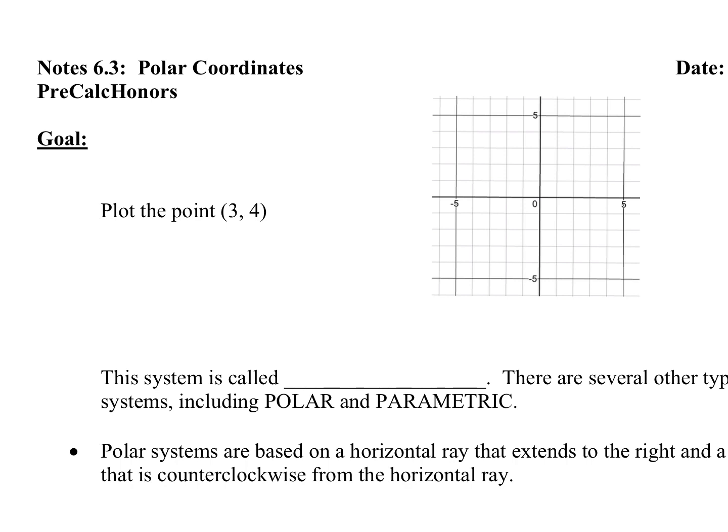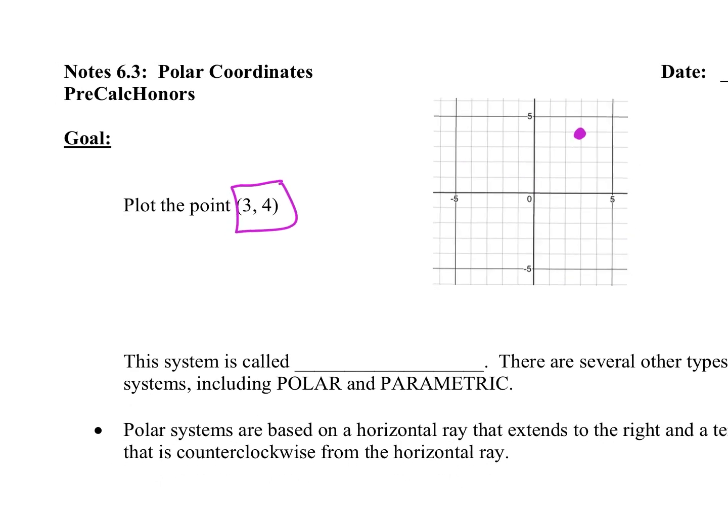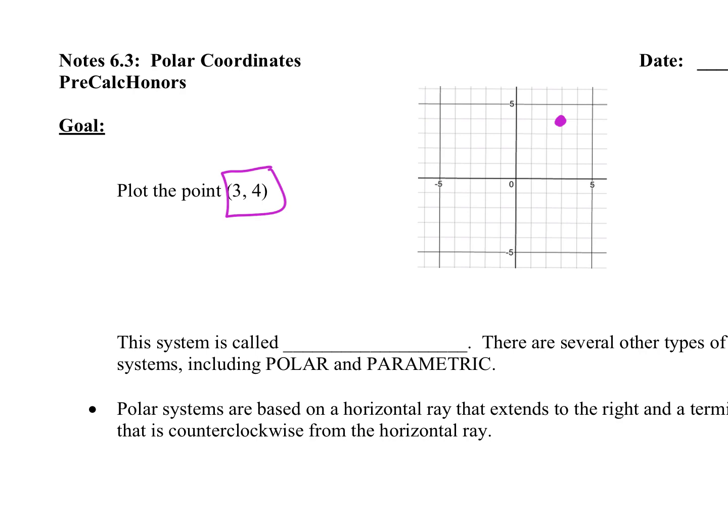This may seem suspiciously easy. We're going to plot the point (3, 4). What that tells us to do on our familiar coordinate grid is travel 3 units to the right of the origin and then 4 units up. So our point, as I'm sure you know, would be located right here. This point is found, as we said, by using a vertical and horizontal component.